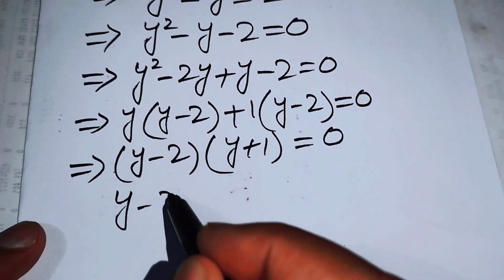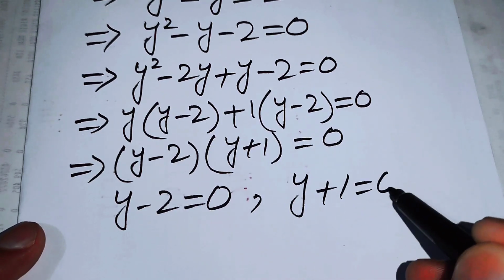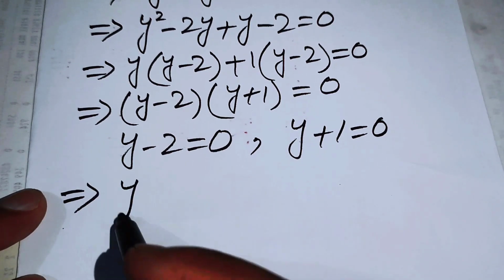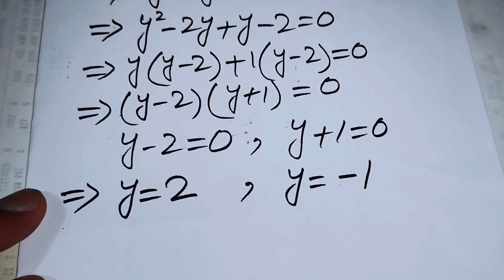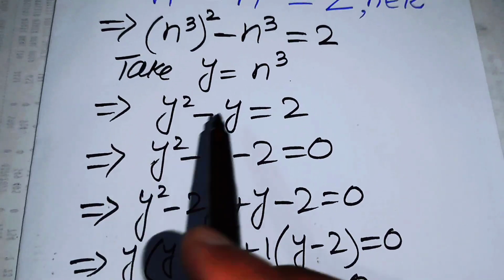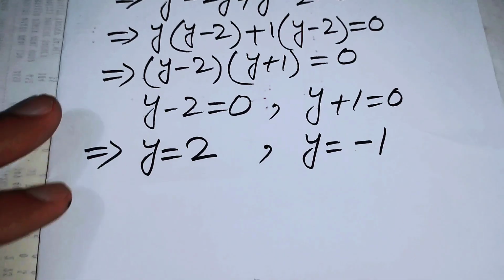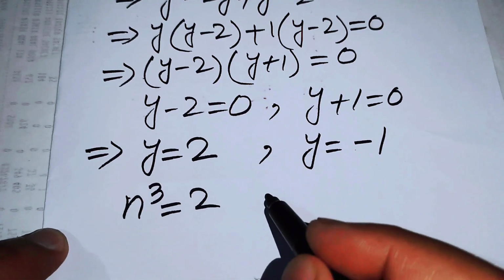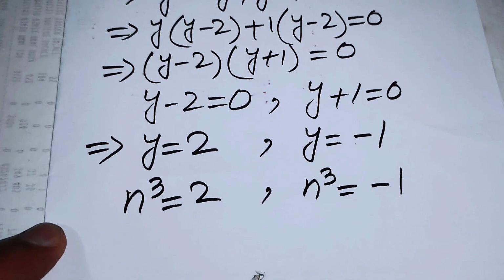So here you have two cases. The first case is we take y minus 2 is equal to 0, and the other case is we take y plus 1 is equal to 0. So in the first case you get the value of y is 2, and in the second case you get the value of y is minus 1. So now we back substitute the value of y. Here we have the value of y is n cubed, so we back substitute, and you get n cubed is equal to 2, and n cubed is equal to minus 1.